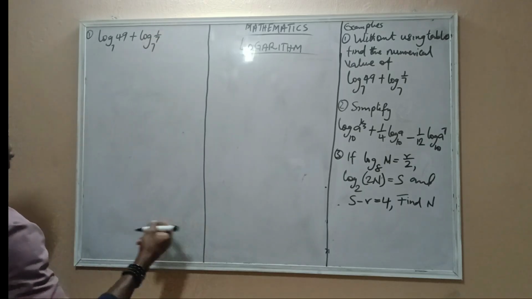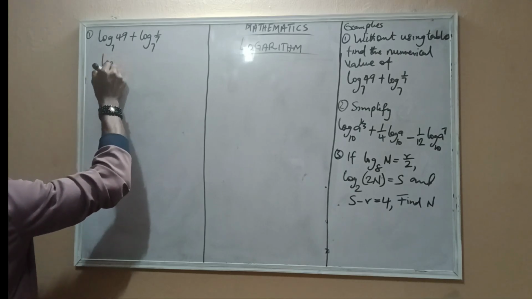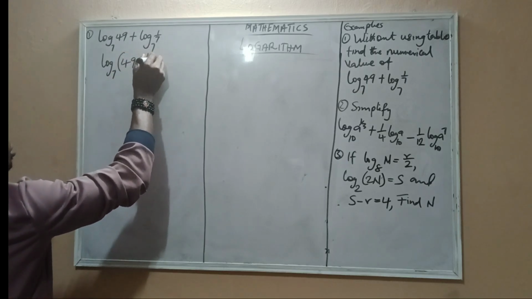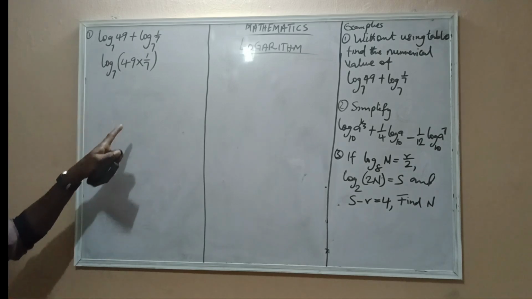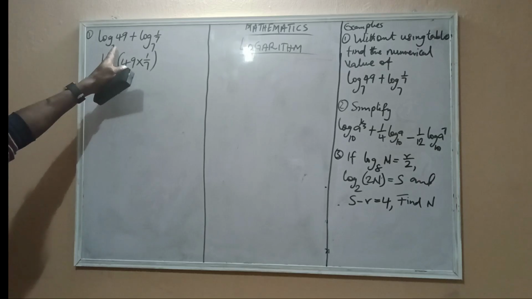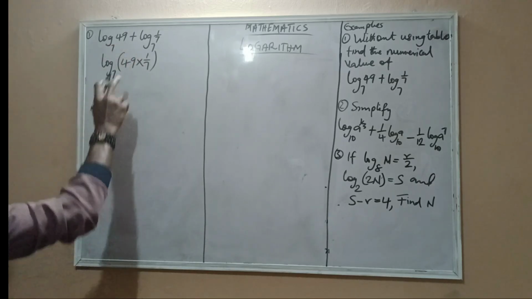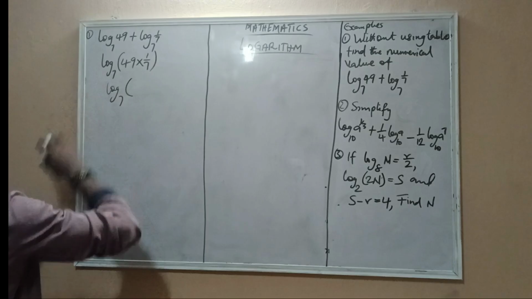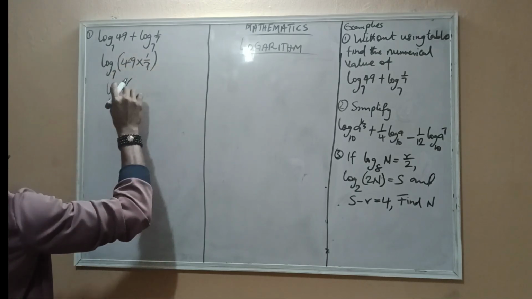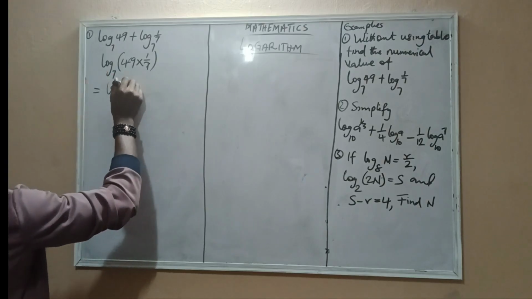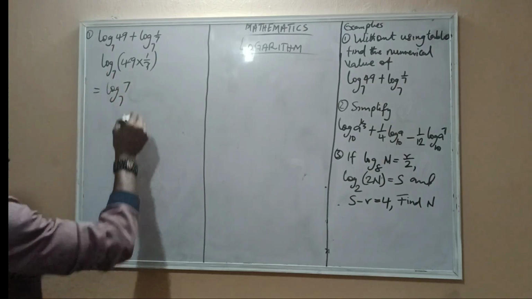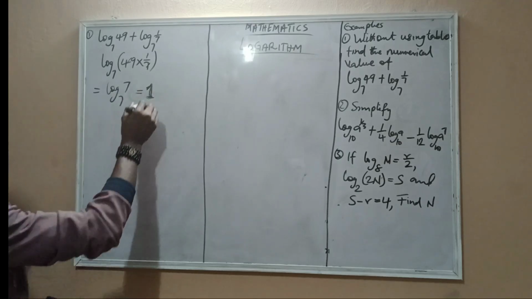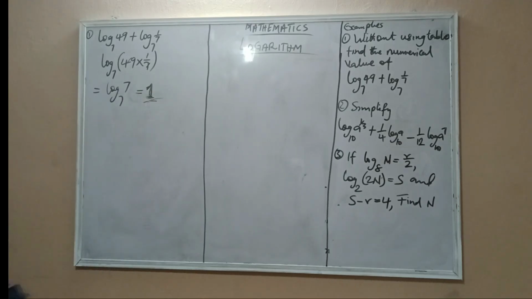Of course, from the laws of logarithm, this is the same thing as log to the base 7 of 49 multiplied by 1 over 7. The logarithm of a product equals the addition of the separate logarithms. So from here we cancel this, and what do we have? 7. So this is log to the base 7 of 7. And the log of a number to the same base equals what? 1. Right?